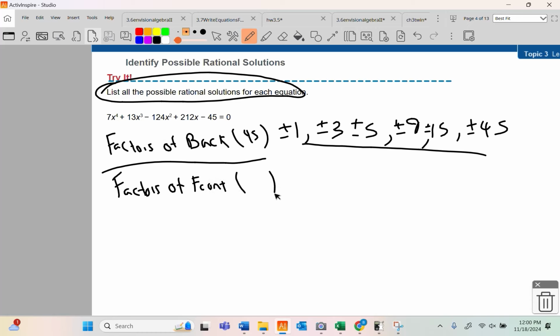What number you see up front? 7. 7's prime. What are its only factors? 1 and 7. Plus or minus 1, plus or minus 7. Yeah, here's the boring part. Write the whole list.